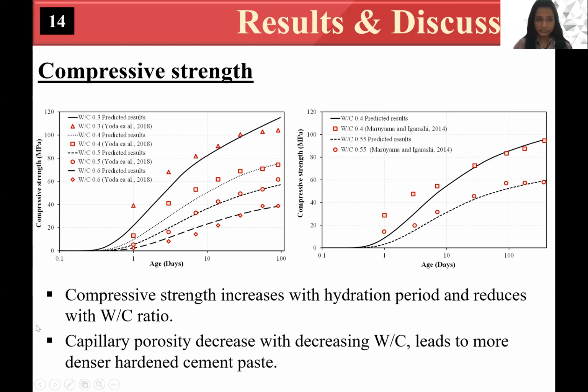And these two figures show the variation of compressive strength with hydration period for different types of cement and different water cement ratios. The proposed model shows a very good agreement with experimental results. The compressive strength increases with hydration period and reduces with water cement ratio. The capillary porosity decreases with decreasing water cement ratio, leading to a denser hardened cement paste.